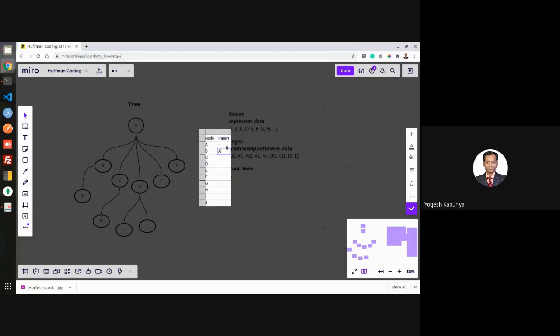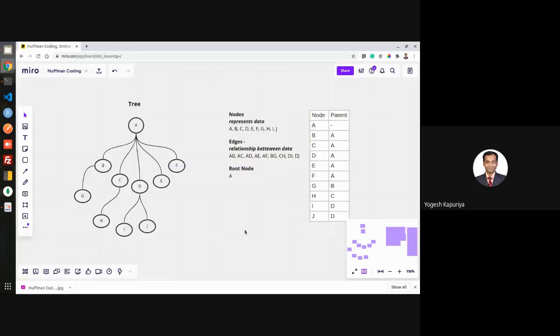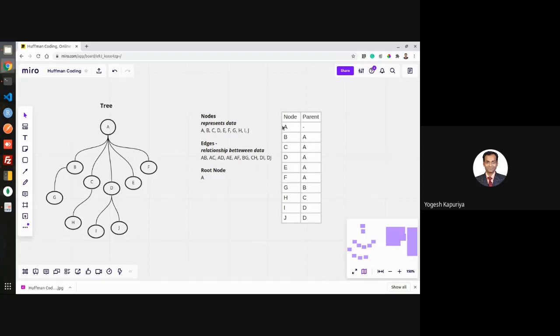When it comes to B, these all are parents. G, it's B. For H, it is C. For I, it's B, right? So actually A is the parent of B because B is originated from A. Similarly, C is originated from A. You have to look always from the root node. So C is originated from A, so that means A is parent of C, A is parent of D, A is parent of E, A is parent of F.